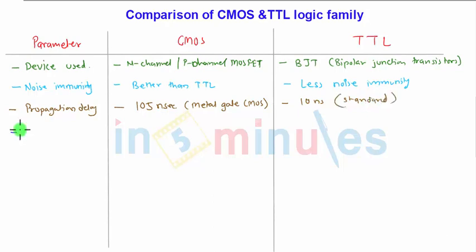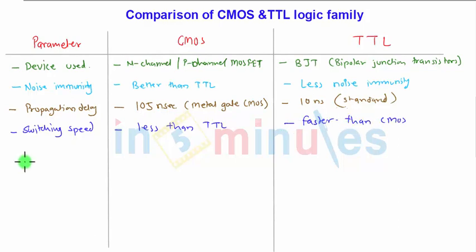My next point is the switching speed, how fast they are switching from one position to another. Depending on the switching speed, if you see CMOS, its switching speed is less than TTL, and TTL is faster. Switching speed is faster than CMOS.